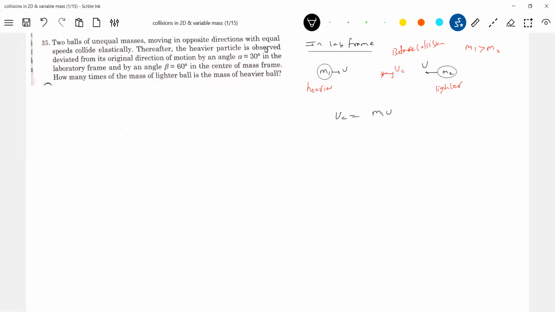This should be equal to m1u minus m2u i cap, divided by m1 plus m2. Keep this, it's a very important equation which is going to help us a lot. And then in the C frame, how will things be for us?